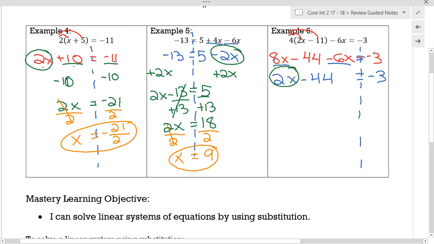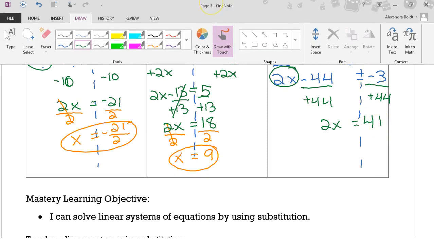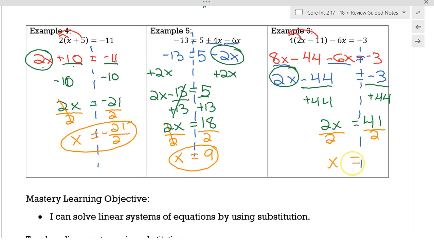Our next step, right, variables on the left. Well, there's one variable, that's my only variable, already on the left. Constants on the right, so add 44, add 44. I have 2x equals negative 3 plus 44 is 41. And then our last step is to divide by 2. This is another one that does not divide evenly. 41 is not an even number. So 41 halves is my answer.